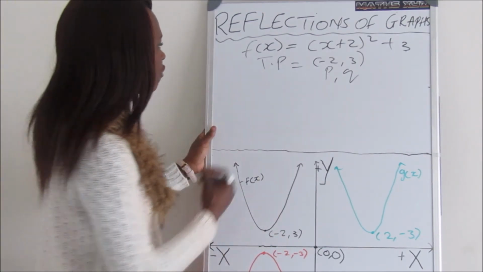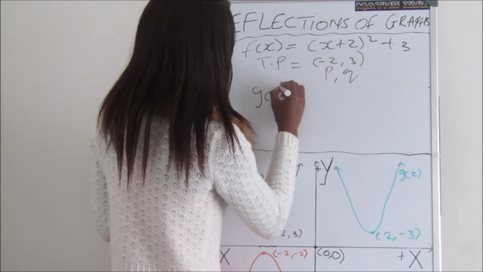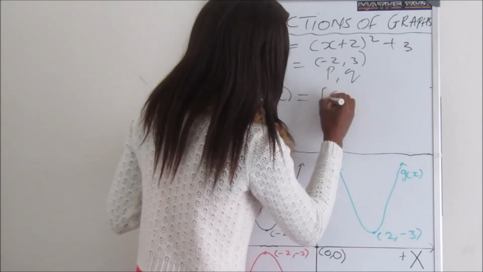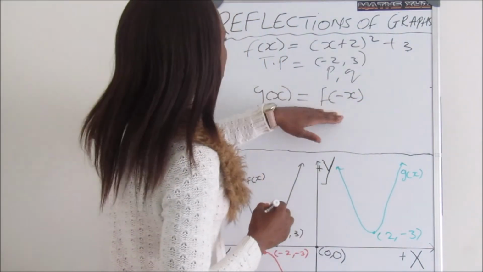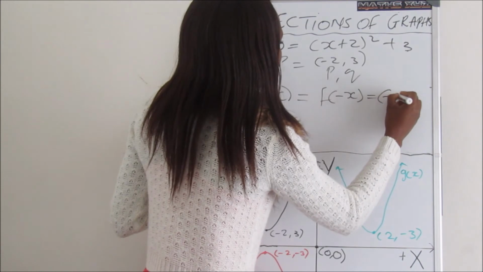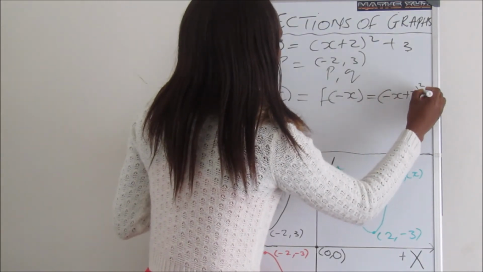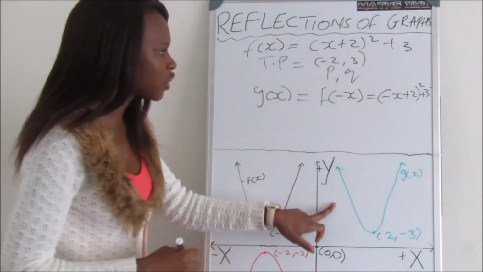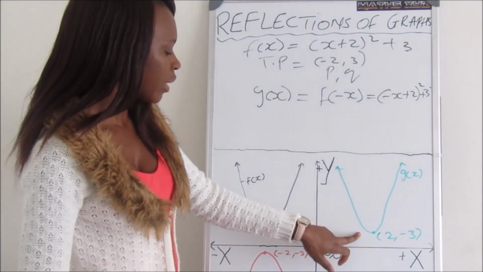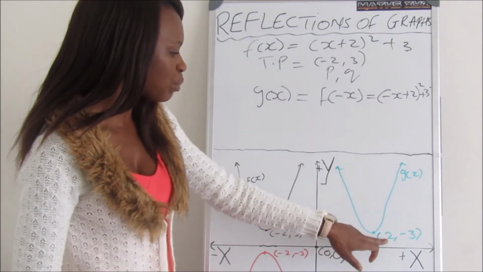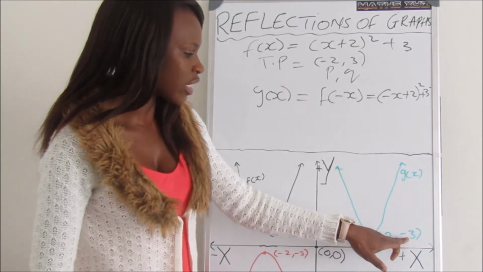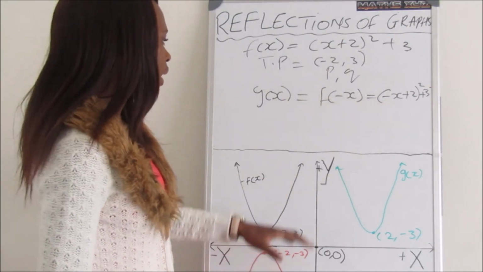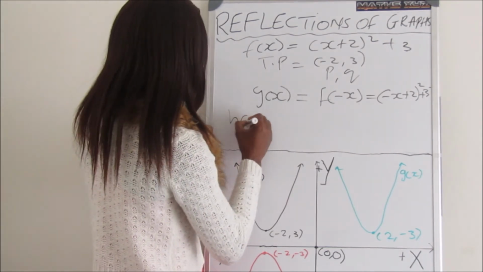Then let's look at another graph, the graph of g at x, of which g at x is equal to f at negative x. That means that in our equation, we will have (negative x plus 2) squared and then plus 3 there. This is the graph of g at x. If you look at the graph of g at x, the x coordinate of the turning point is positive 2, and the y coordinate of the turning point is equal to 3, because of the negative in the x there.